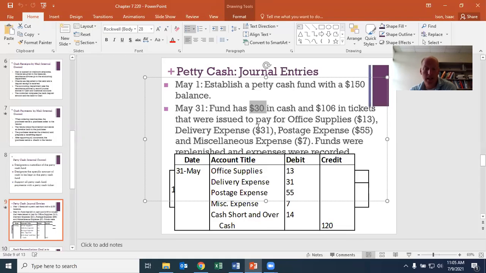So that's your petty cash example. You'll see in the Google Sheets for this class there's another example that you can work out on your own, and just let me know if you have any questions. Thanks for watching.